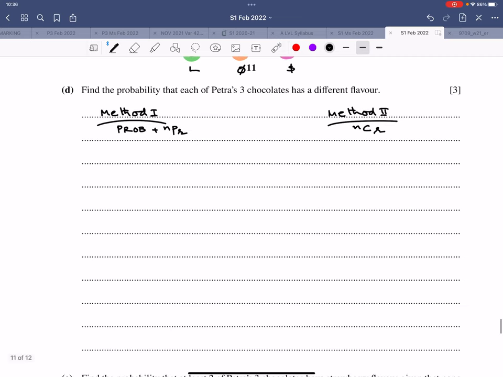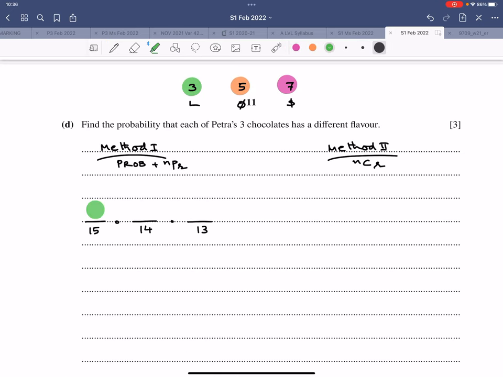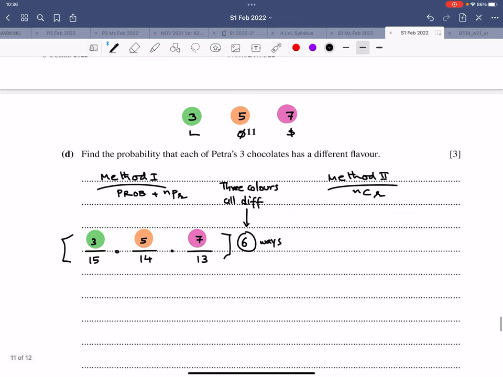So this is 15, this is 14, this is 13. And then, for example, one of them is lemon and the other one is orange and the other one is strawberry. So therefore, this is 3 and this is 5 and this is 7. And don't forget to multiply by 6. How does this 6 come? This is basically 3 colors, all different. It can be arranged in 6 ways. Basically, ABC, ACB, BAC, BCA, CAB, CBA. So this is 3 factorial, which is the same thing as 6.